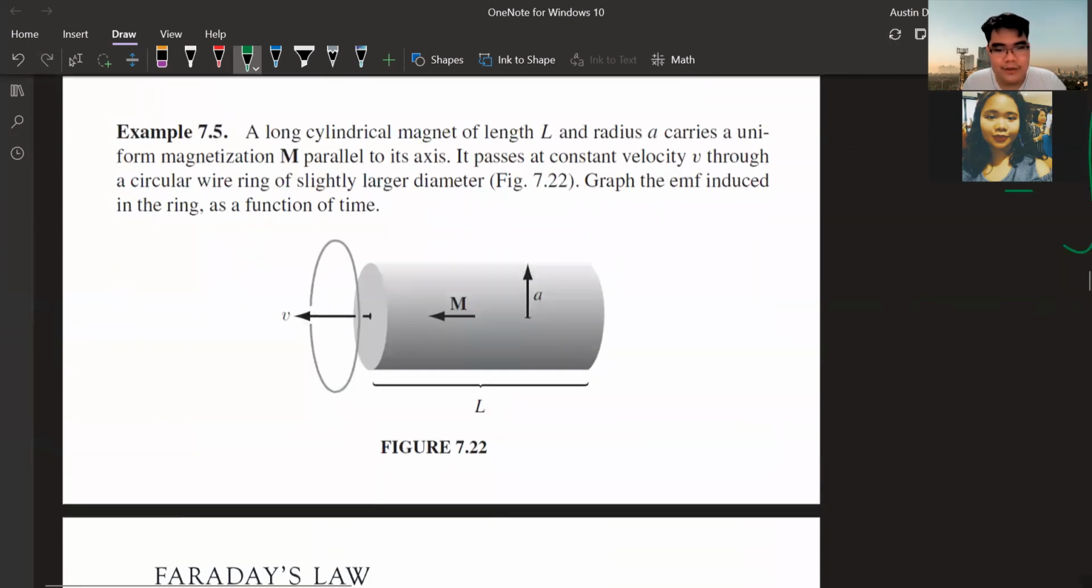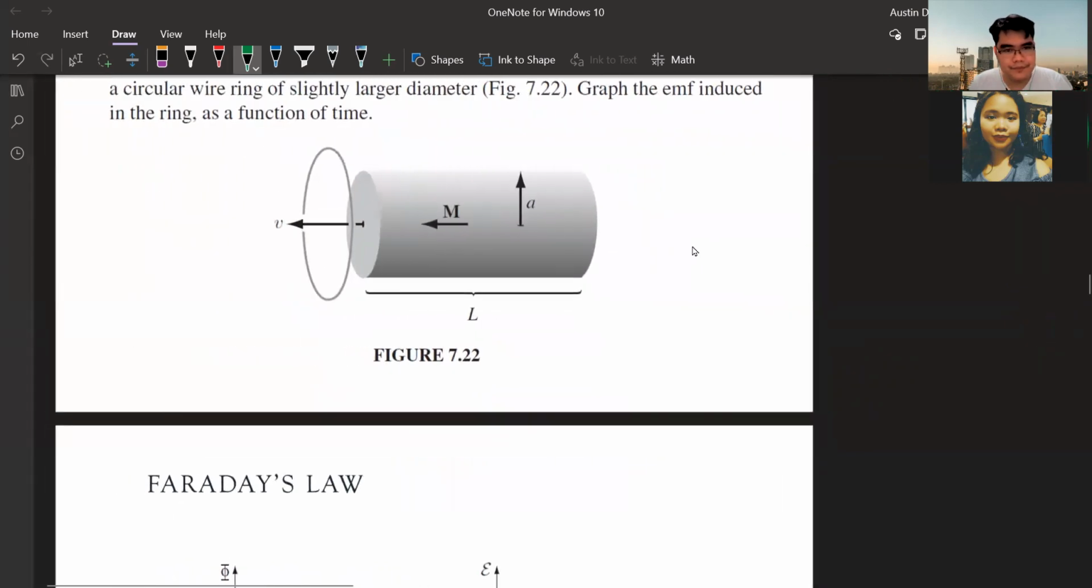Okay, isang example in your book: a long cylindrical magnet of length L, radius A, carries uniform magnetization parallel to its axis. So, gagraph daw natin yung EMF induced in the ring as a function of time. So, yung whole cylinder mo will go inside this loop. And then what happens to the EMF? Tingnan natin yan.